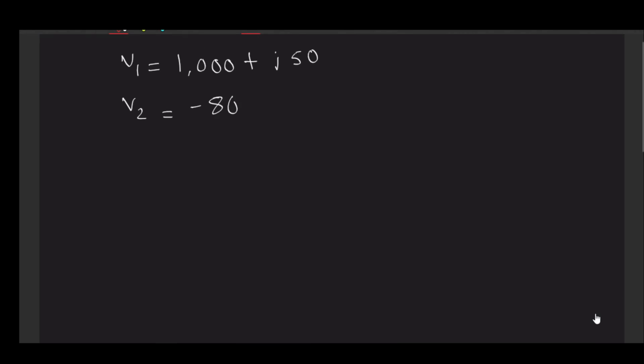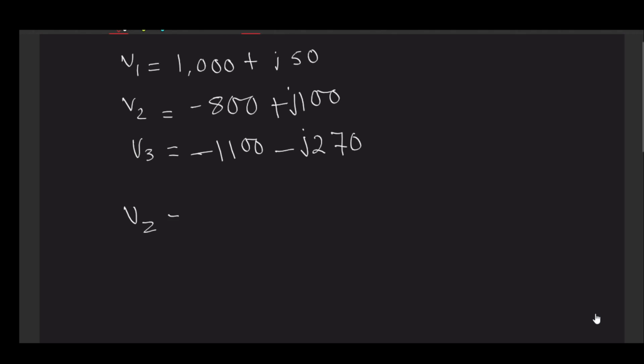V2 is equal to minus 800 plus j100, and V3 is equal to minus 1100 minus j270. Now obviously it is clear from their expressions that their summation is not 0. So you can find out V0 or VZ.